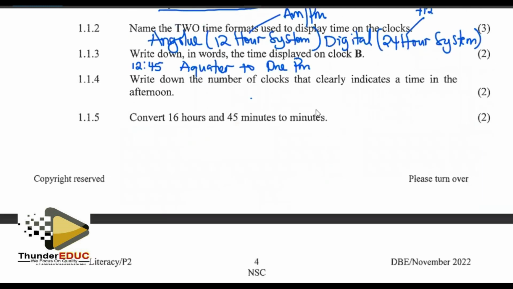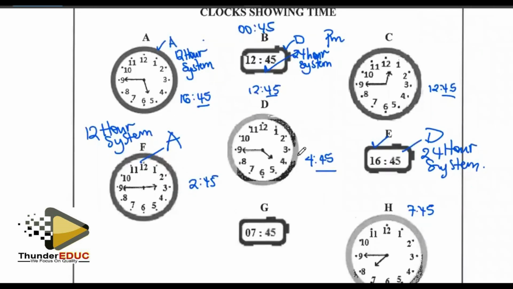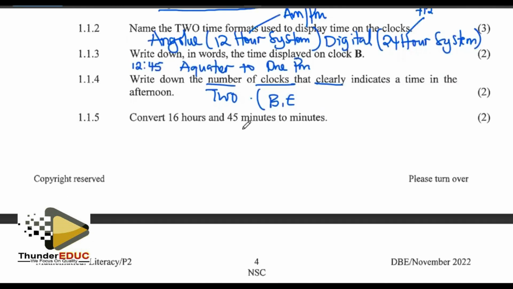Write down the number of clocks that clearly indicate a time in the afternoon. Take note of this, clearly. So we don't want to guess. If you use analog, you'll be guessing. So they said write down the number of clocks. So how many are they? There are only 2. In brackets, we said B and E. All right, please, you may pause and refer to the annexure. All right, let's continue and we see what's happening.